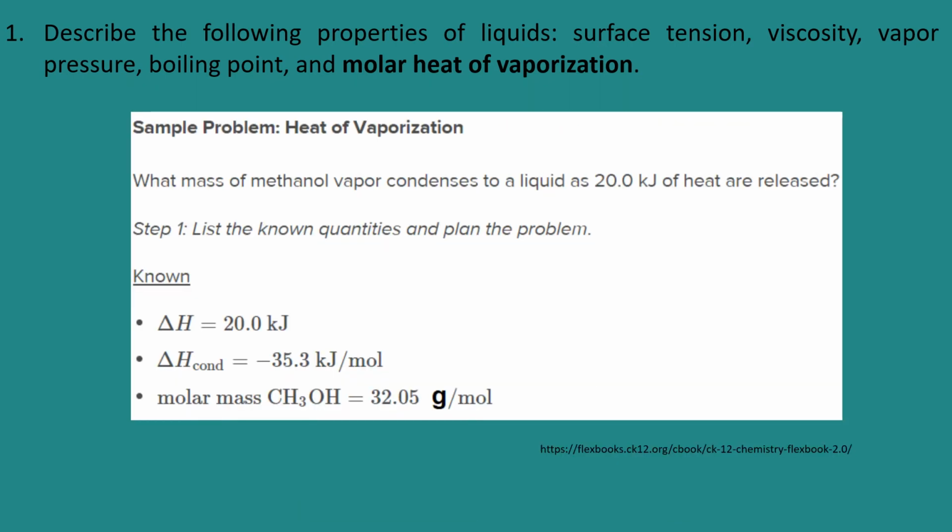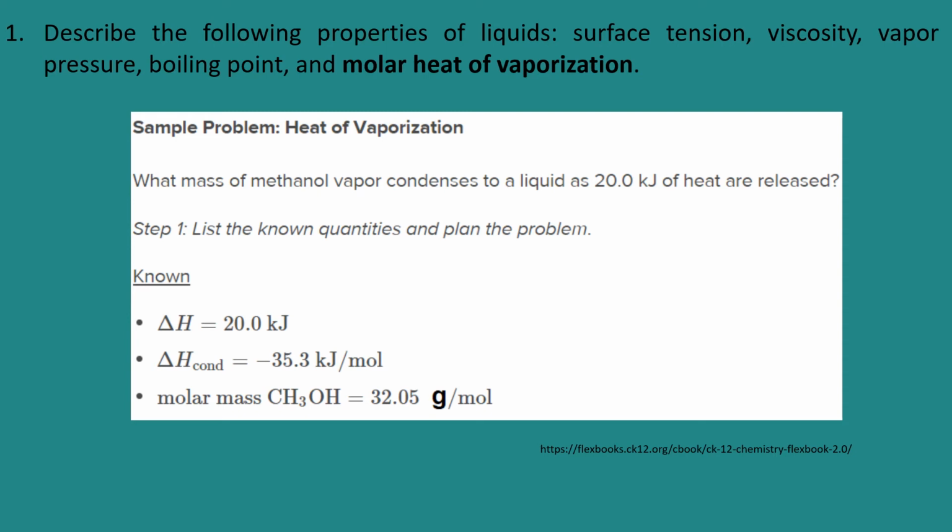So let's have a sample problem involving heat of vaporization. The question is, what mass of methanol vapor condenses to a liquid as 20 kilojoules of heat are released? So let's take step 1. Let's list the unknowns and known quantities in the problem.